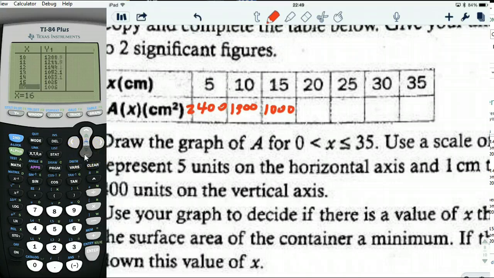20 would be 1,000. 25 would be 1,100. 30 would be 1,300. And 35 would be 1,600. Okay.